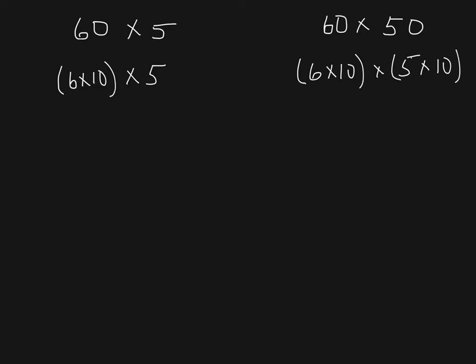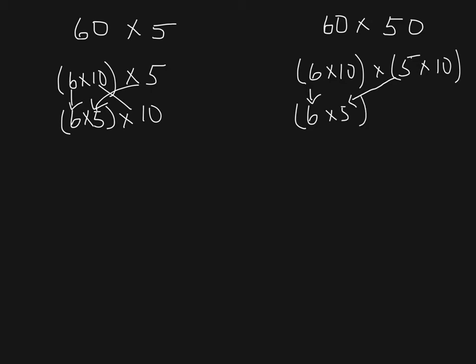And now I'm going to regroup the numbers, reorganize them using the associative property so that the numbers that aren't tens are grouped together. So in this one, I have 6 times 5. I've moved my 5 over here to go with the 6. And then the 10's going to come over here. I'm going to multiply that in there last of all. And the problem on the right, I am going to group the 6 and the 5 together again. And then I'm going to multiply that by the tens.